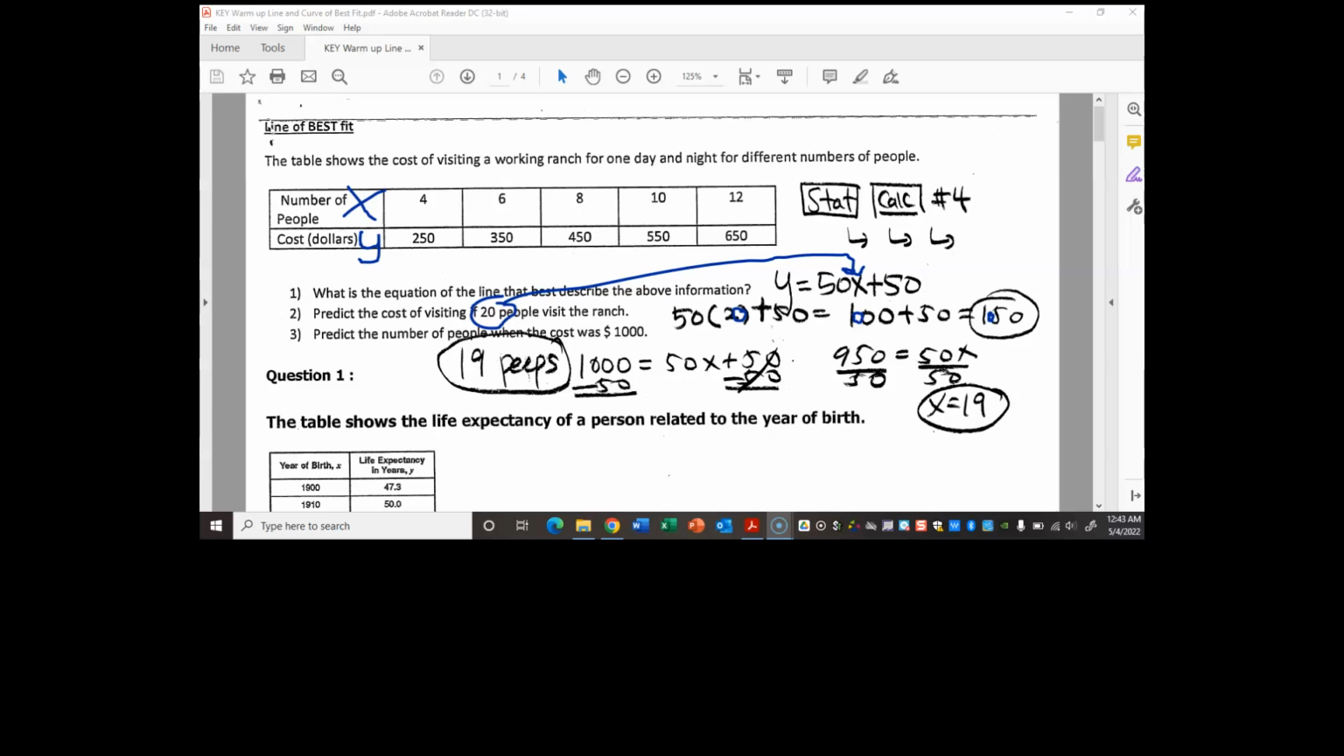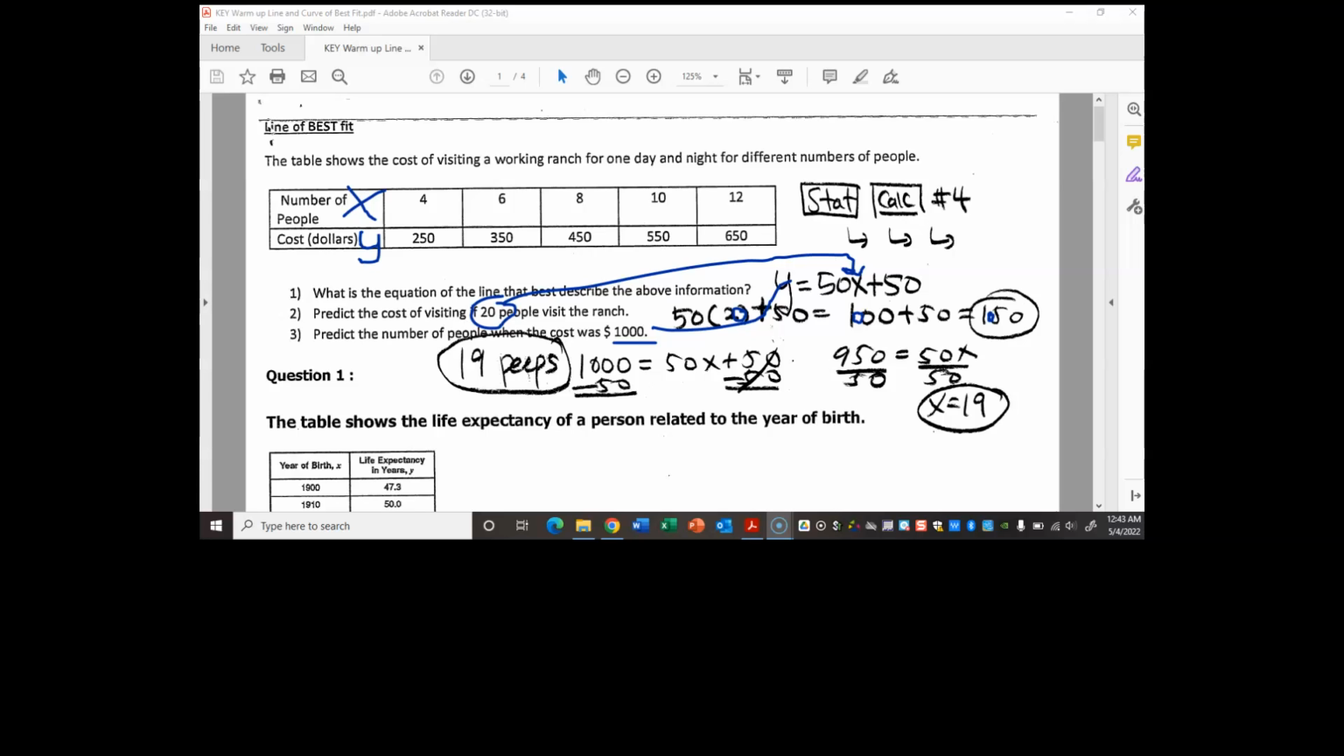So the answer is 1,050. So if 20 people visit the ranch, you're going to be making $1,050. So write 1050. Now predict the number of people when the cost was 1,000. So in this case, the 1,000 is the y. So you're going to plug this 1,000 into the y spot.